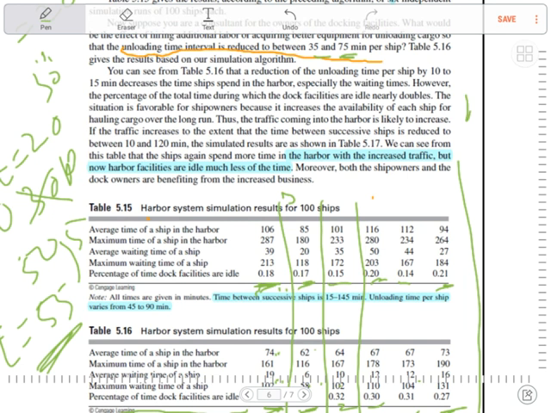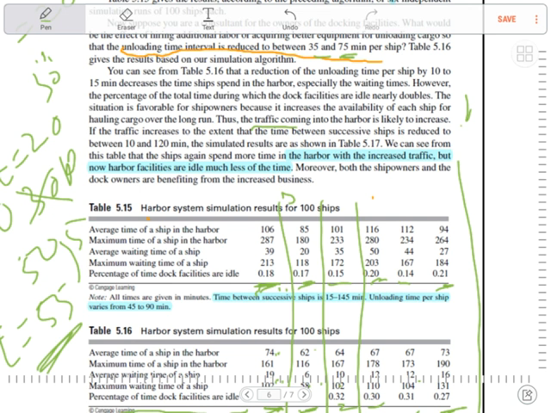The situation is favorable for ship owners because it increases the availability of each ship for hauling cargo over the long run. Obviously they are doing their work very fast and going away to do the next one. Thus the traffic coming into the harbor is likely to increase. If ships are coming and going very fast, unloading very fast, then another ship is coming, again another one is coming, so the traffic keeps increasing.